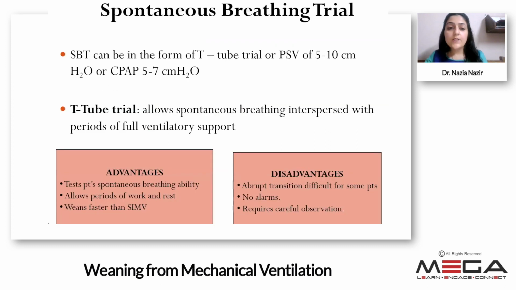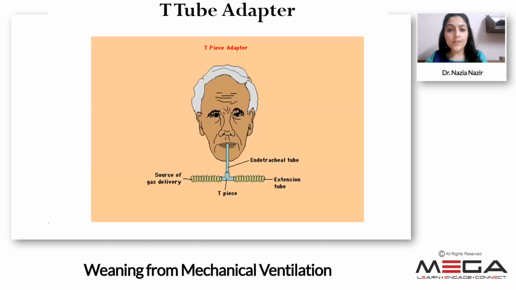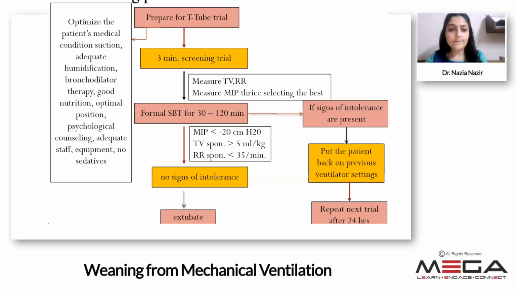So a spontaneous breathing trial can be given in the form of a T-tube trial, pressure support ventilation, or CPAP. The advantages of giving a T-tube are that it tests the patient's spontaneous breathing activity and helps in faster weaning. However, the disadvantage is that there is no alarm system, and it requires very careful monitoring. So this is the classical T-tube adapter.